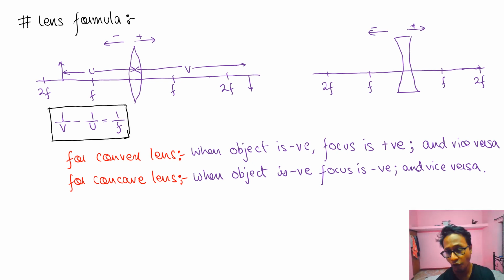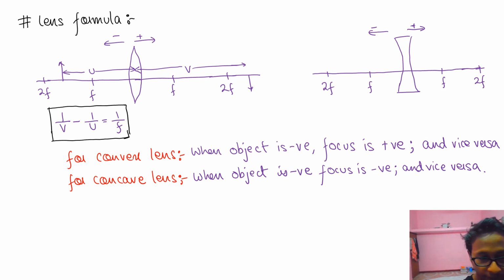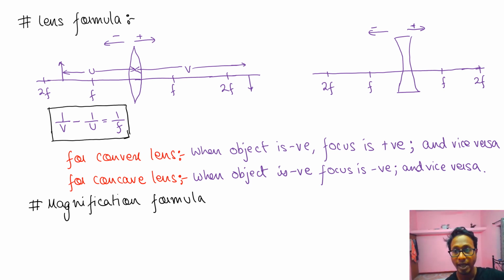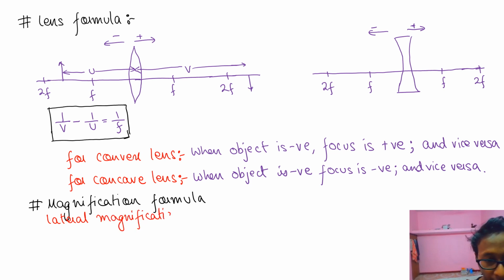Few more formulas to note out here. The first one is the magnification formula. Now there are two types of magnification: lateral magnification and longitudinal magnification.